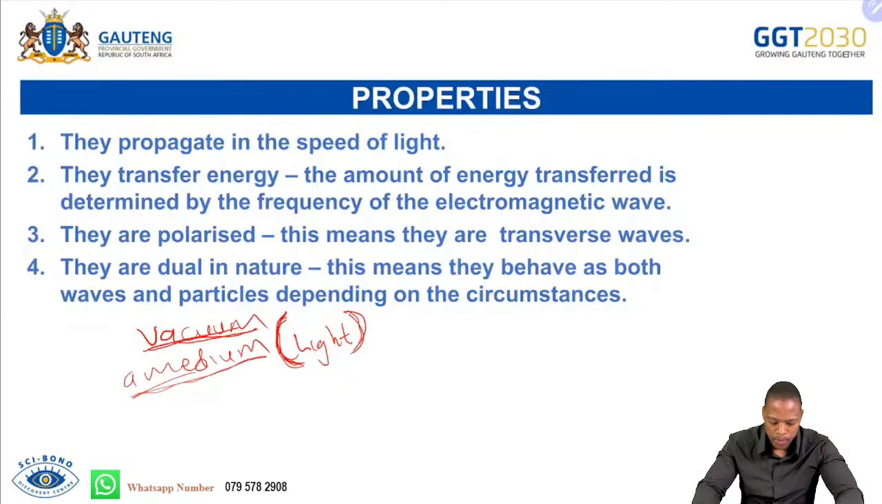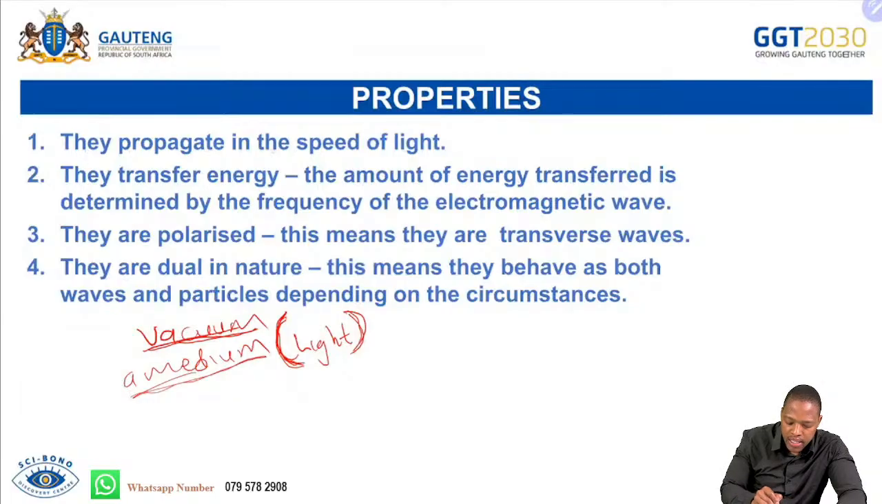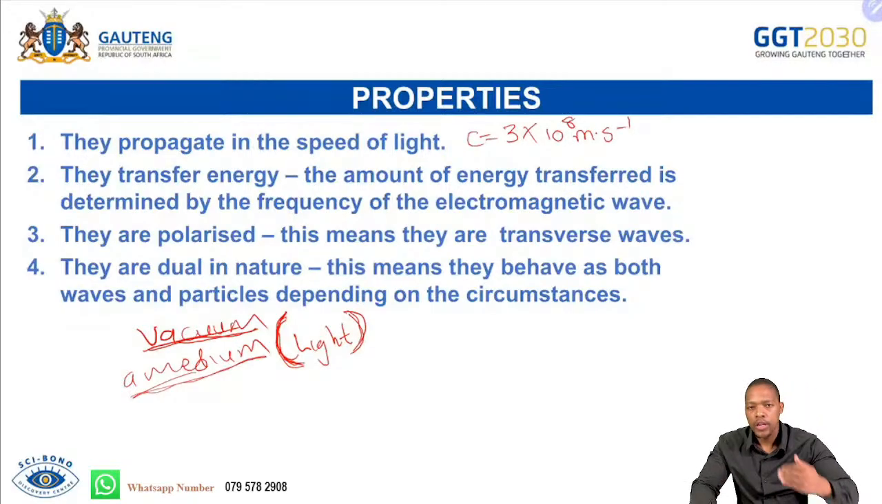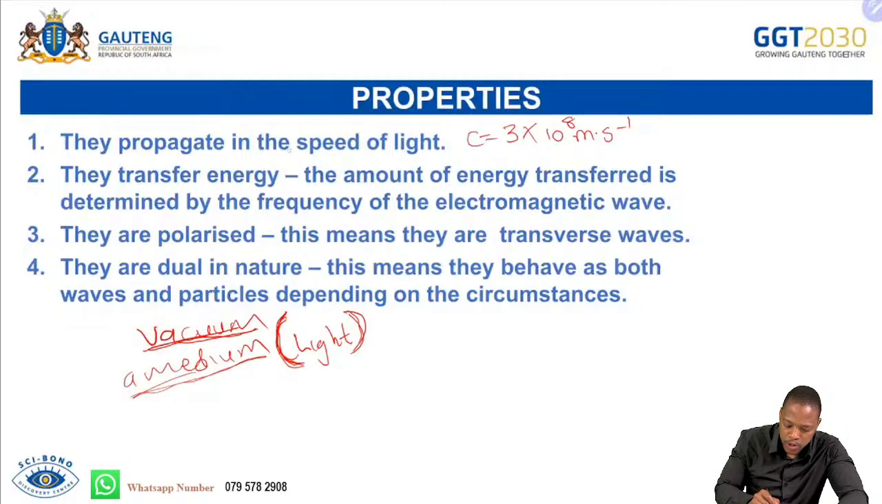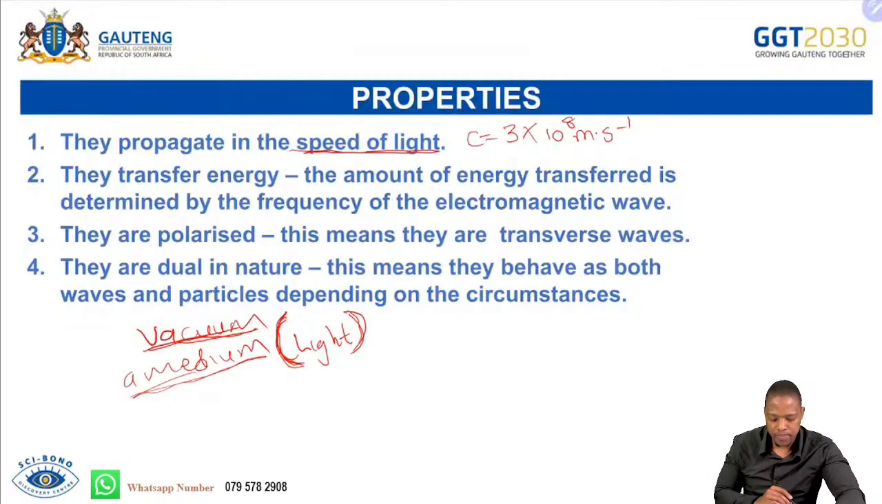Okay. And how do they propagate? They will always propagate at the speed of light. And the speed of light in a vacuum will be c equals 3 times 10 to the power 8 meters per second. This speed of light obviously will decrease a little bit as they enter a medium, depending on the medium in which they will be propagating. However, they will still be propagating at that speed of light. So they always propagate at the speed of light.